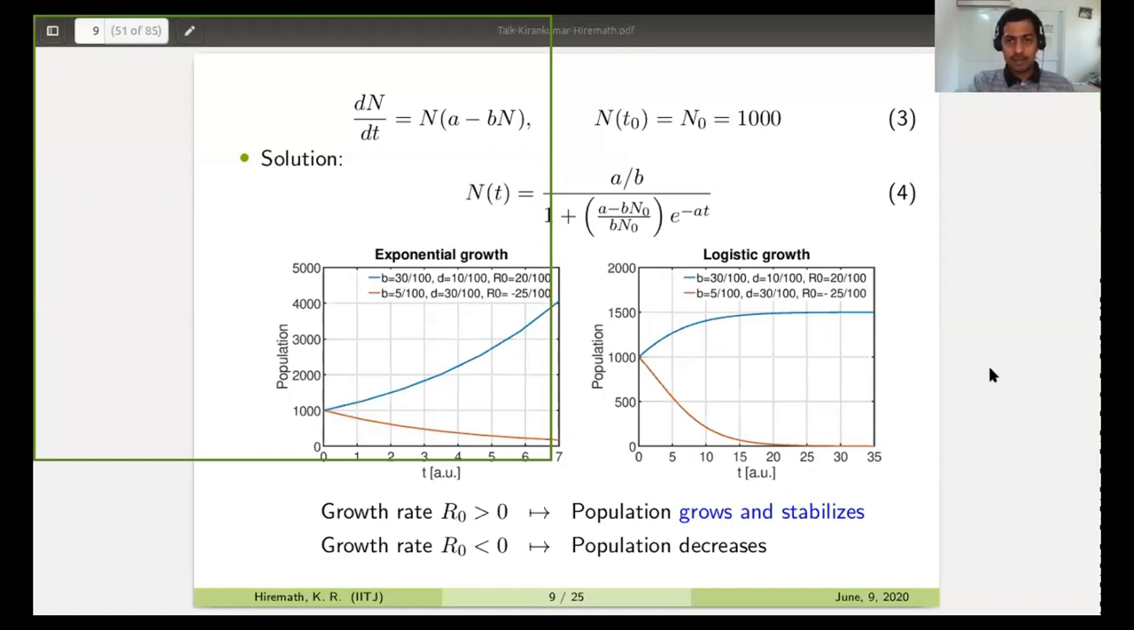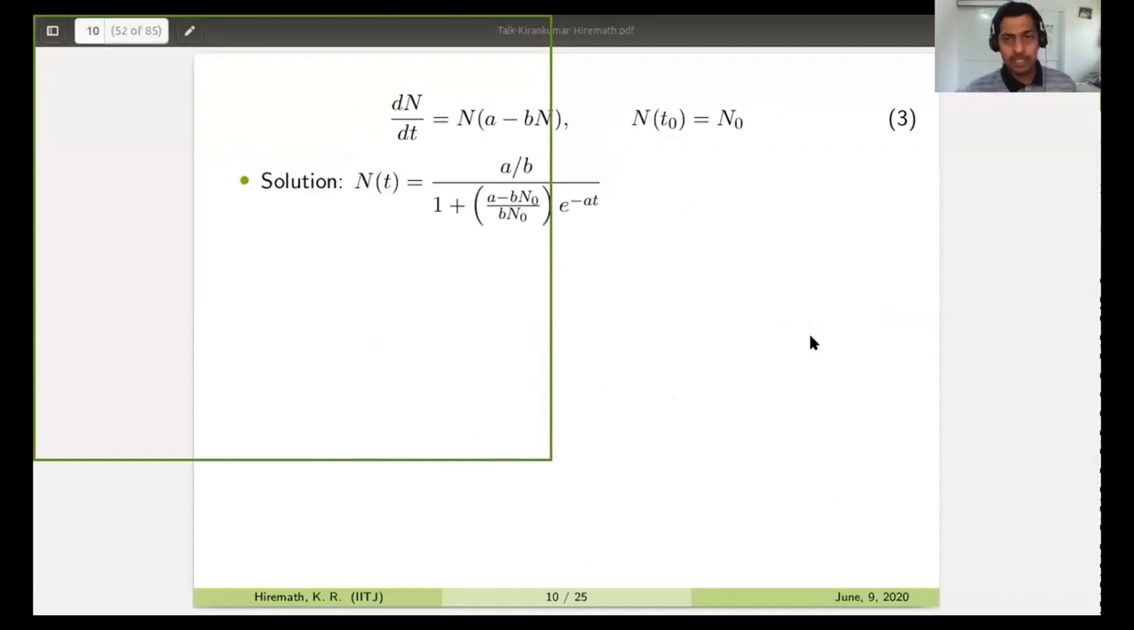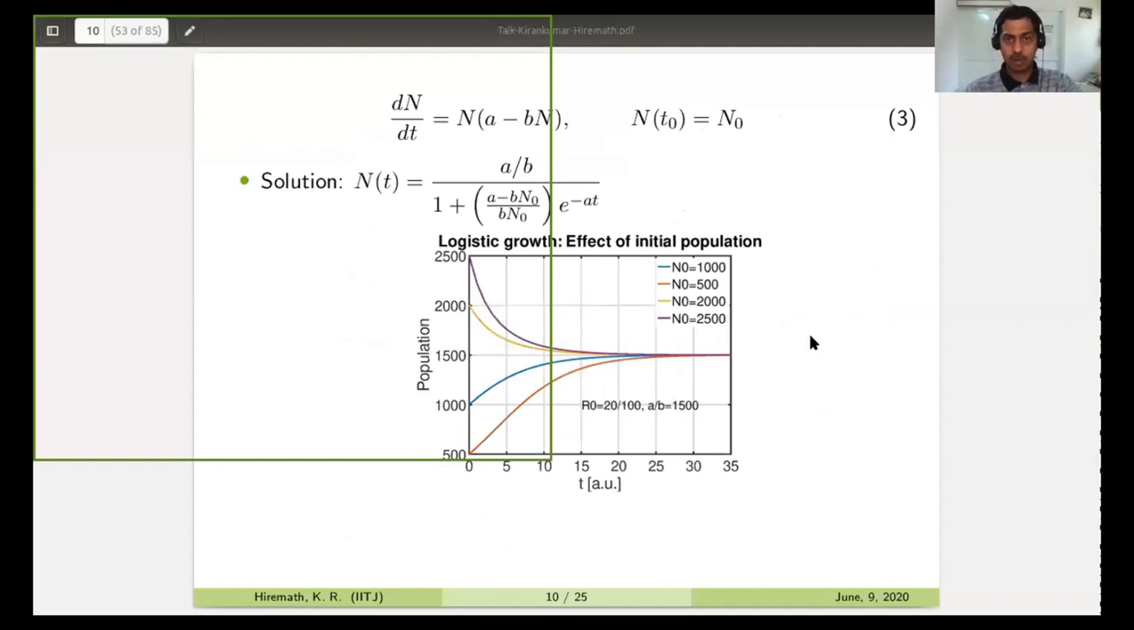Now let us see, why did it reach only this 1500? So let us change the initial condition and then see how the population will get affected. Now this is a very interesting result. So here are the plots of logistic growth. What is the effect of initial population on the logistic growth? You see that the first important thing is that irrespective of the initial population, as time increases, eventually everything is going to 1500.